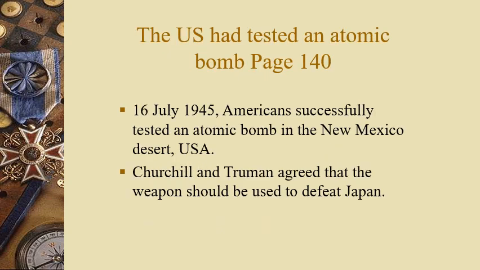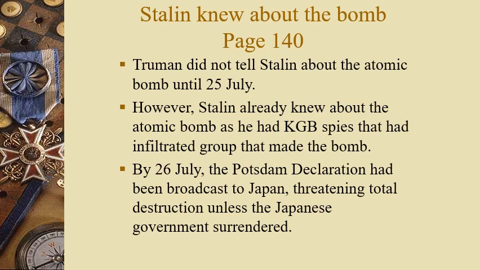You need to understand that while the Potsdam Conference was taking place, the war in the Pacific was still continuing, mostly between the Americans and the Japanese. So on the 16th of July 1945, the Americans successfully test an atomic bomb in the New Mexico desert in the USA. And Churchill and Truman agree that the weapon should be used to defeat Japan because Japan is giving no indication of surrendering. The problem is that Truman did not tell Stalin about the atomic bomb until the 25th of July 1945.